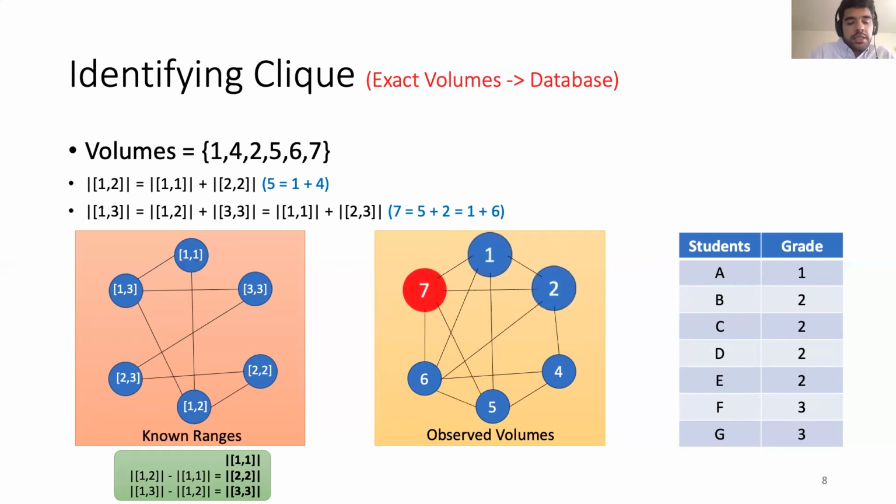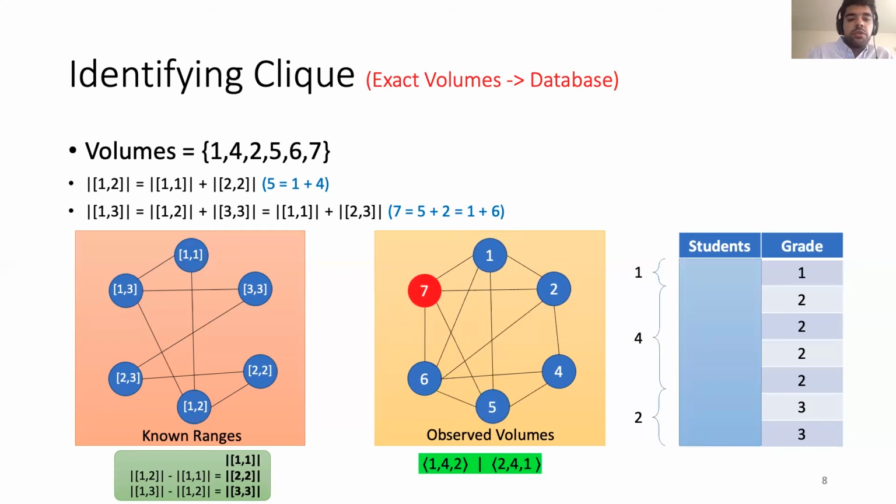And you can see that there are multiple cliques there. One of them will give us 1, 4, 2, and also the mirror of that, which is 2, 4, 1. And this is the actual data, the actual recovered database. You can see on the figure on the right-hand side, there exists 1 element with value equal to 1, 4 elements with value equal to 2, and 2 elements with value equal to 3.